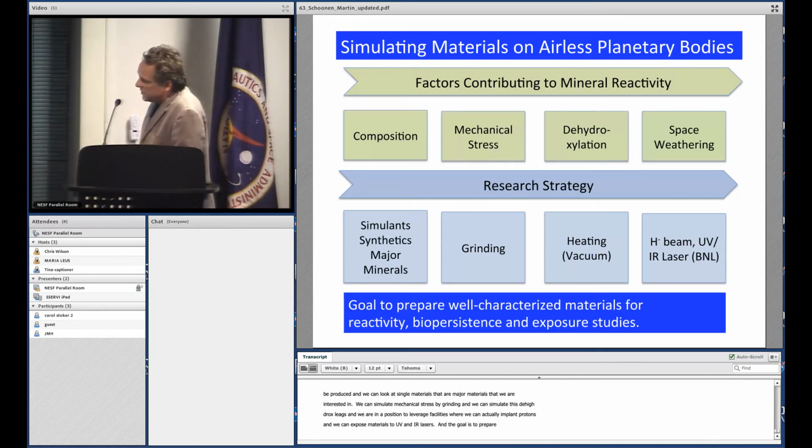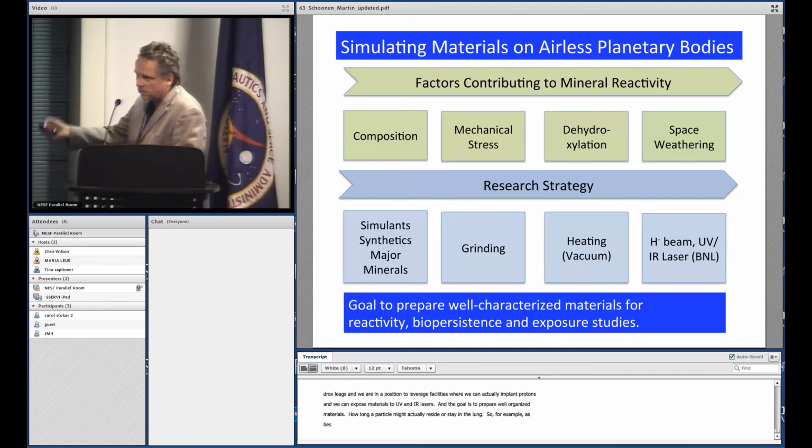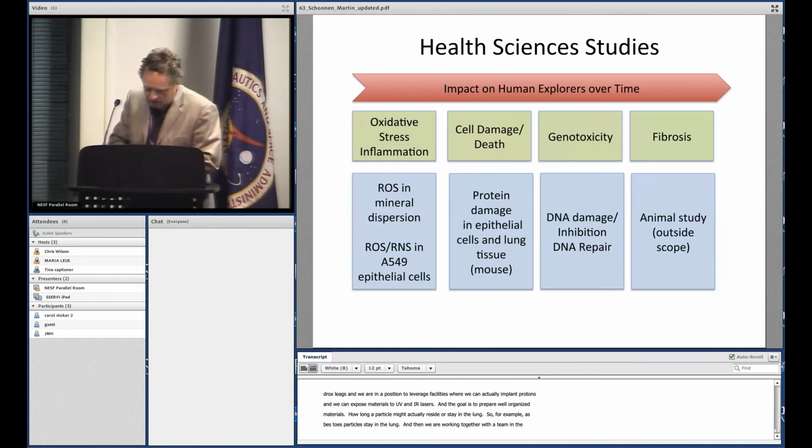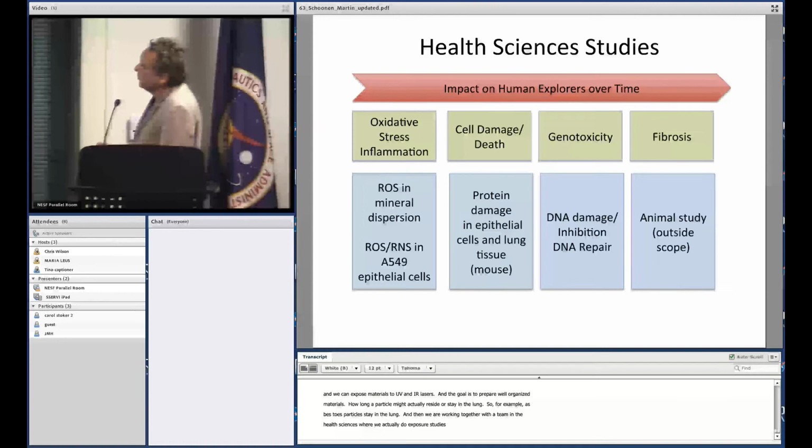But biopersistence is really how long a particle might actually reside or stay in the lung. So, for example, asbestos particles, many asbestos materials are very insoluble, so they persist long in the lung, whereas something like a salt crystal will dissolve immediately in the lung fluid. So that's one important component. And then we are working together with a team in the health sciences where we actually do exposure studies. And let me take a look at what we do there.